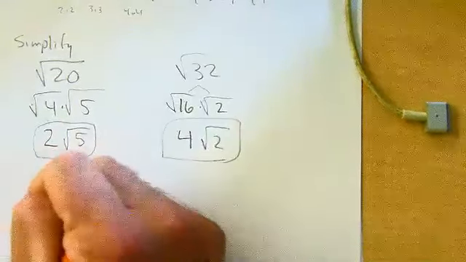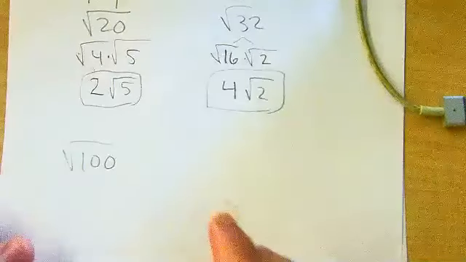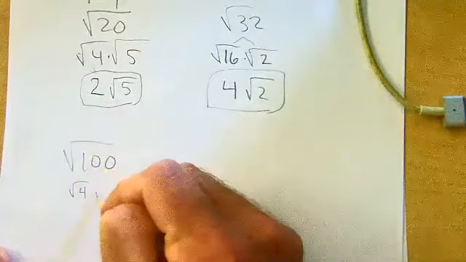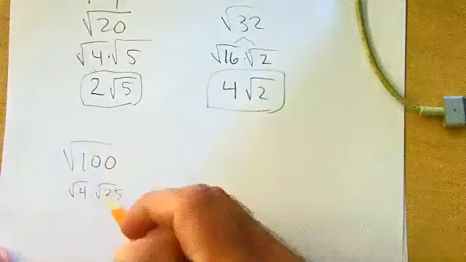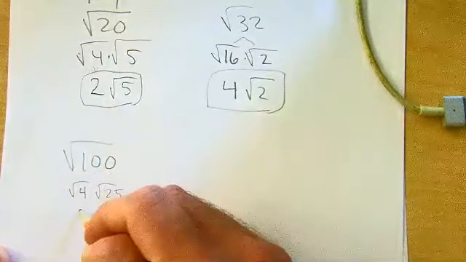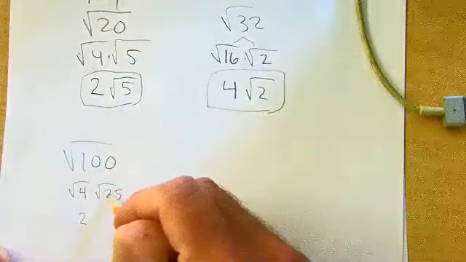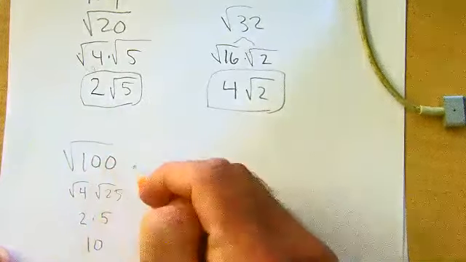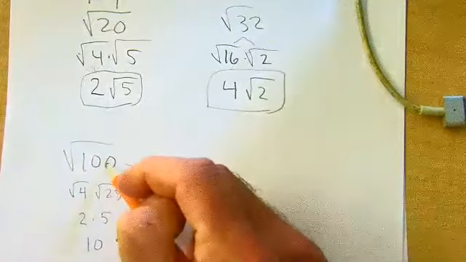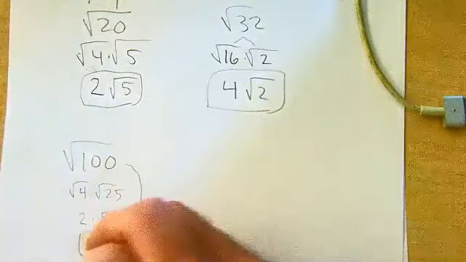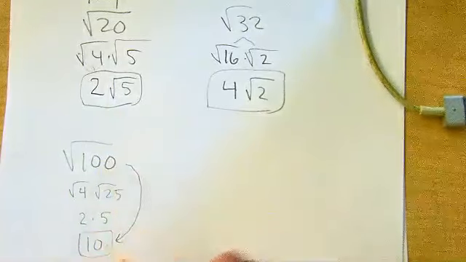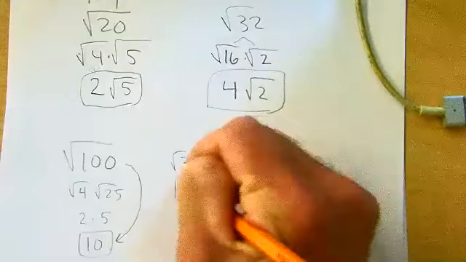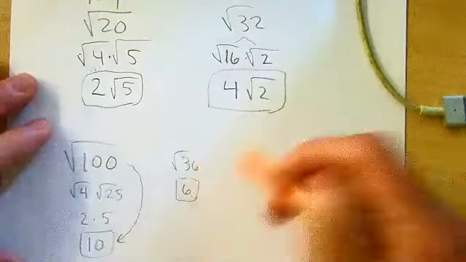What if you had something like square root of 100? You could actually break it down. You could say 4 and 25, and this is a perfect square, and this one's also a perfect square. But really, 100 was a perfect square to start with. So if it's a perfect square right at the beginning, you can just put it down. Square root of 100 is just 10. Square root of 36 is just 6. You know what I'm saying? So if it's a perfect square to begin with, just write down the answer.